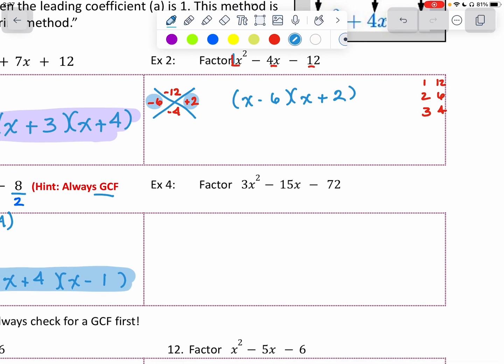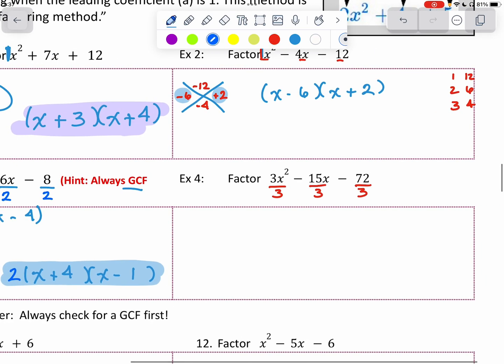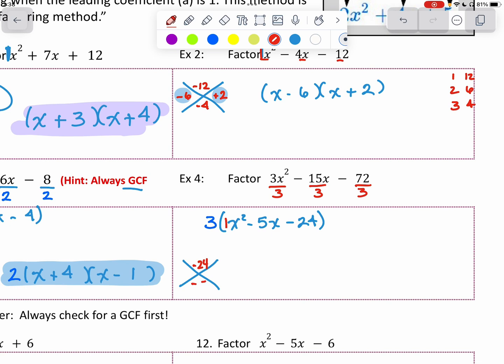And then number 4, looking at these three terms, they're all divisible by 3. So I'm going to factor out that 3 first, not lose it. And then that gives me x squared minus 5x minus 24. Now I've got a quadratic trinomial with a leading coefficient of 1. So I'm looking for two numbers that multiply to give me -24, that add to give me -5.